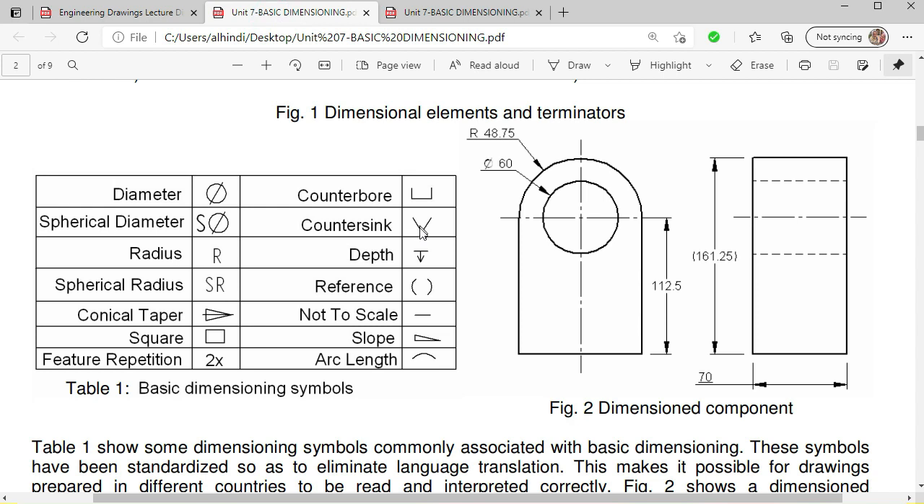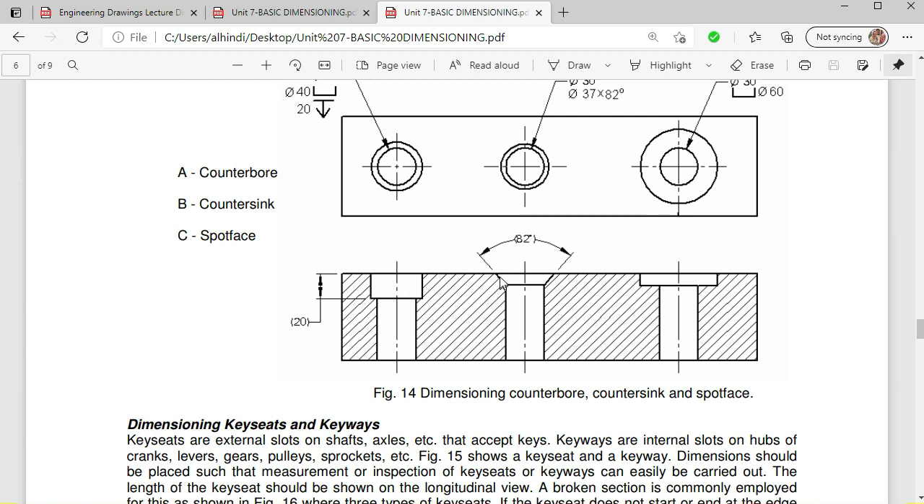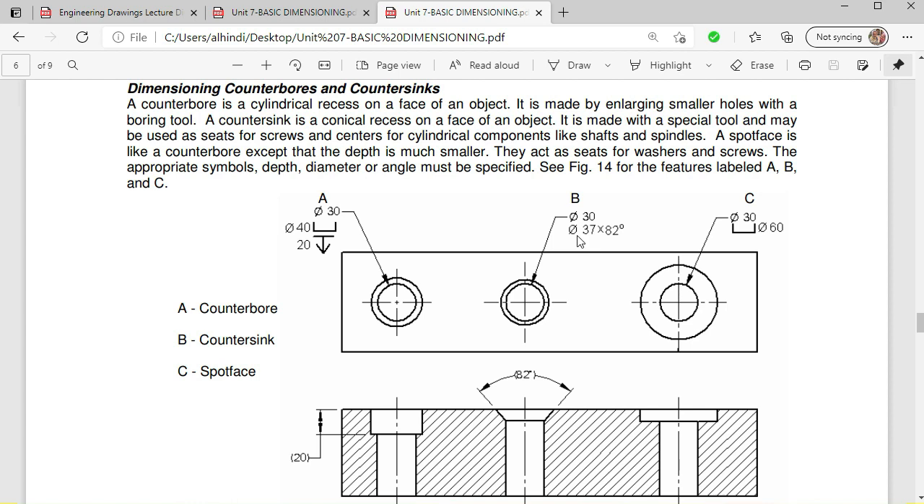Then is the countersink. Countersink is similar, but with just a difference that it is conical in nature. It is a kind of conical hole. As you can see here, it is conical in nature. So we will be writing phi 37 x 82 degrees. To define any other side or any other feature, we also use the x 82 degrees. So this denotes the angle, and 30 here is the diameter of this inner one.